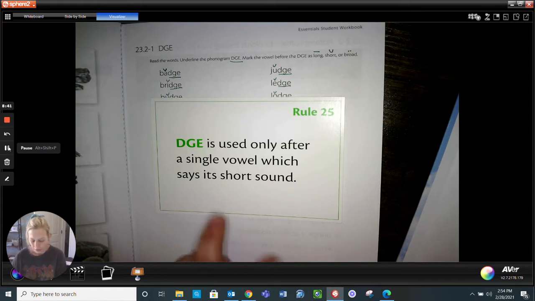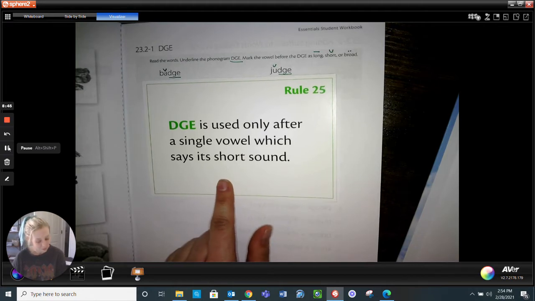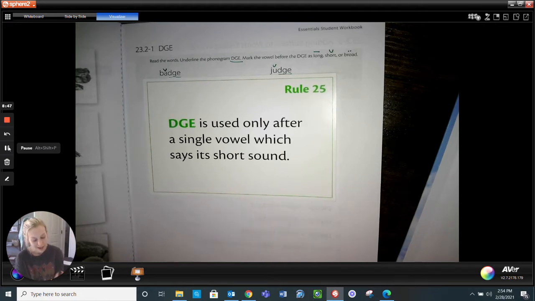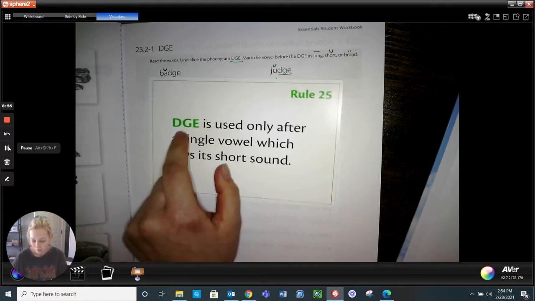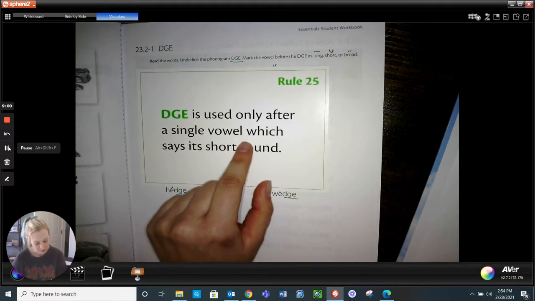Very good. Do you remember a rule that might be similar to this one? There is one, I will tell you. It's CK. Remember, CK is used only after a single vowel, which says its short sound as well. Are DGE words ending in silent final E, do you think?